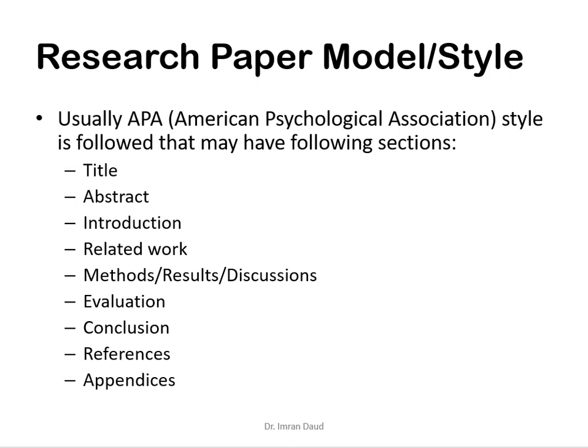So mainly, your research paper is divided into the following sections. First are the title, abstract, introduction, related work, methods, results, and discussions. Then you evaluate your methods, and in the end, you draw a conclusion. Then you put your references, and finally, if you have some material to upload with your research paper, that will be added in the appendices section.